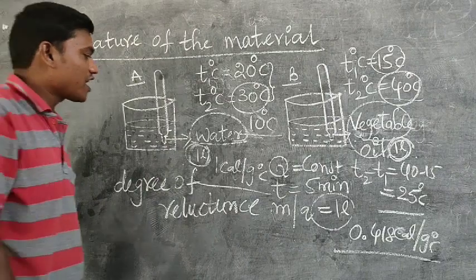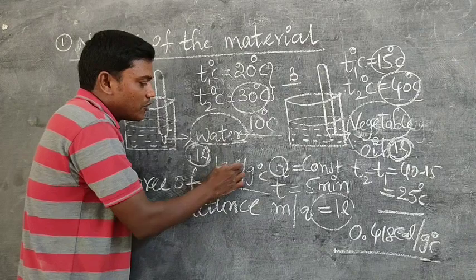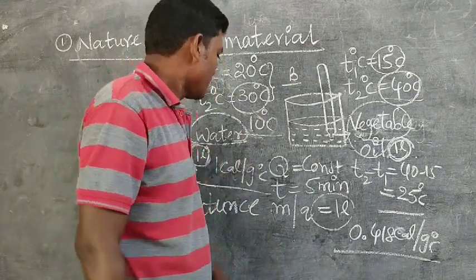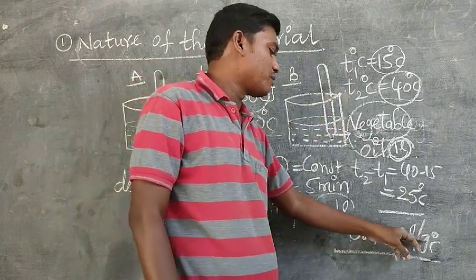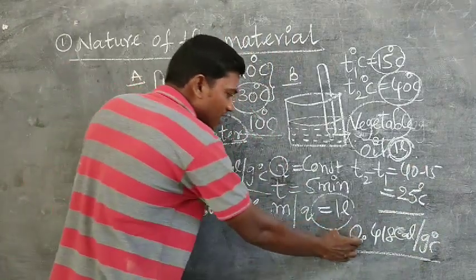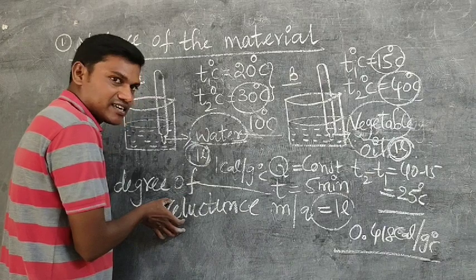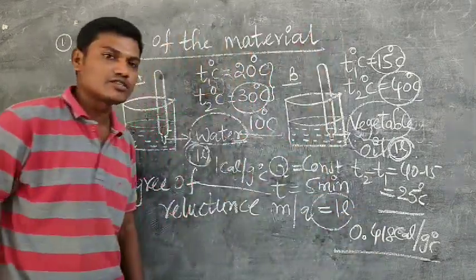Also, the specific heat of water is 1 calorie per gram degree Celsius, and the specific heat of oil is 0.418 calorie per gram degree Celsius. From these two we also understand that when specific heat is more, the degree of reluctancy is also more, and when specific heat is less, the degree of reluctancy is also less.